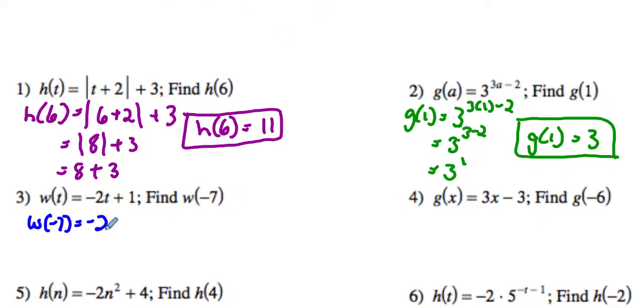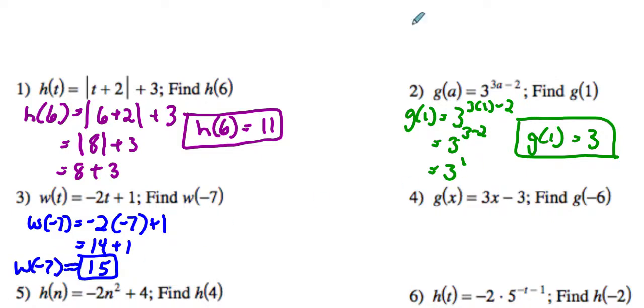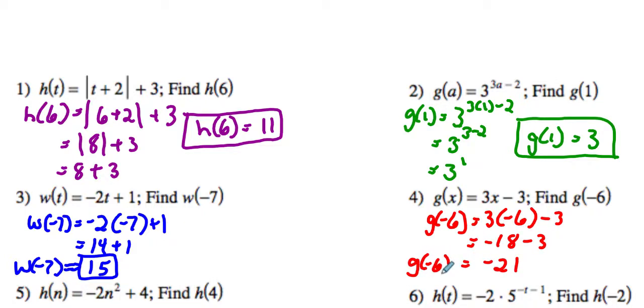W of -7, replace every x with -7, simplify down. W of -7 is 15. Number 4, g of -6, replace every x with -6. Simplify down, I get g of -6 is equal to -21.